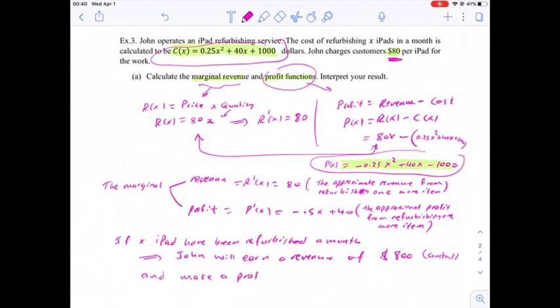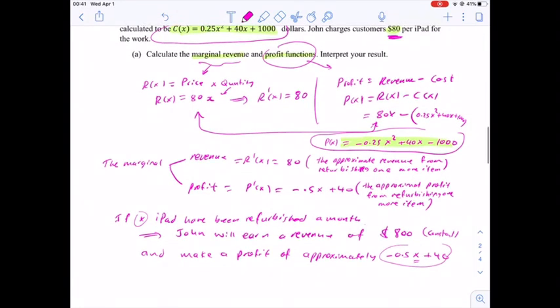and make a profit of approximately negative 0.5x plus 40, and this depends on x. If you ask me about 10 iPads refurbished a month, then we just plug 10 into this rule or formula or expression. So it decreases as x increases. The profit decreases as x increases. Okay.